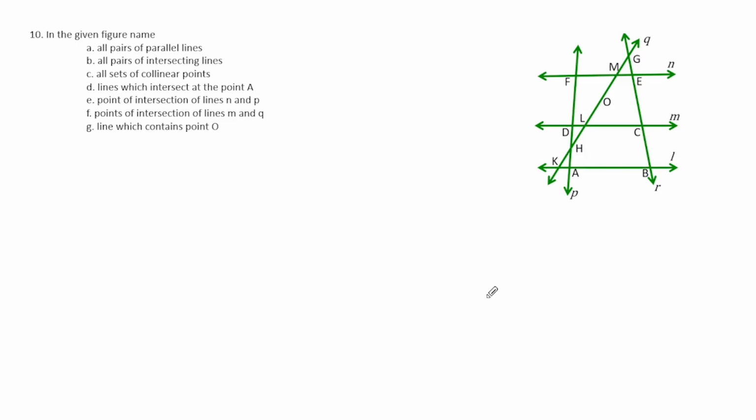Now the F bit, point of intersection of lines M and Q. Now we have M over here and we have Q over here. This is the point of intersection, and the point is L. So L is the point of intersection of lines M and Q.